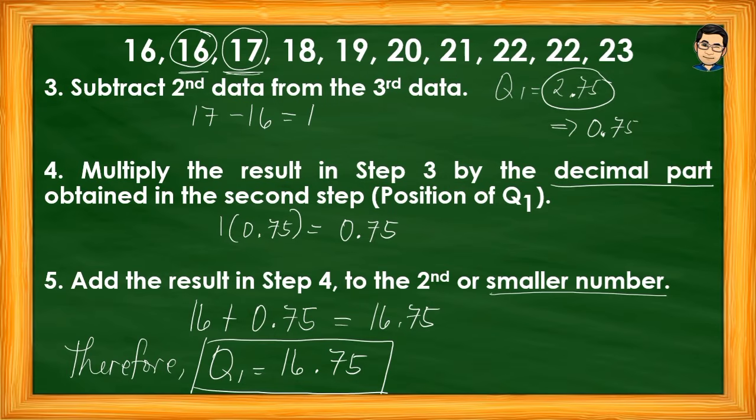So, if we are to interpret the result, ibig sabihin yan, 25% of the recorded temperature is less than or equal to 16.75 degrees Celsius.